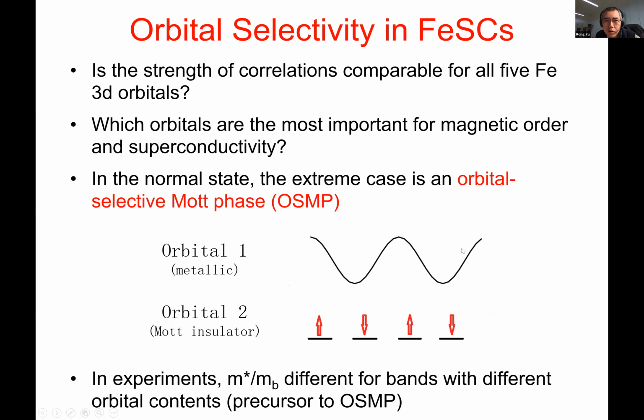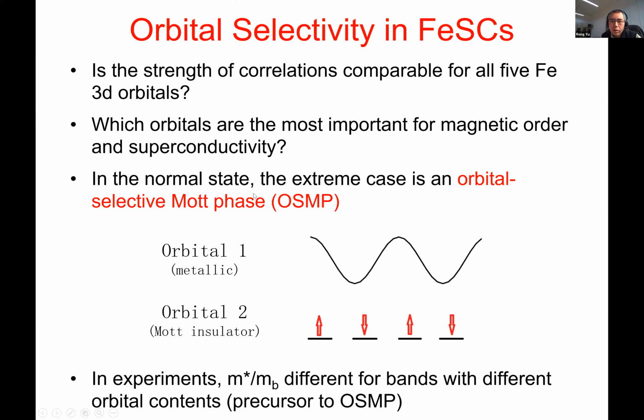So it is natural to expect that the strength of the electron correlations is strongly orbital dependent, meaning that it is not the same for all five iron 3d orbitals. We then need to identify which orbitals are the most important for the magnetic order, or the antiferromagnetic order, and also for the superconductivity in these systems. So we first focus on the normal state properties.